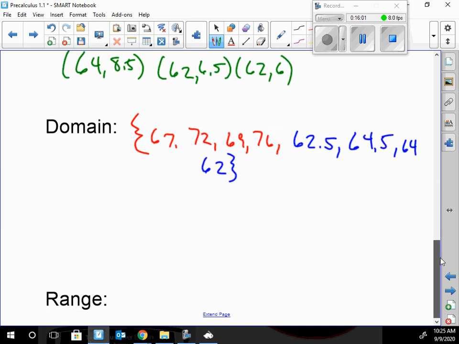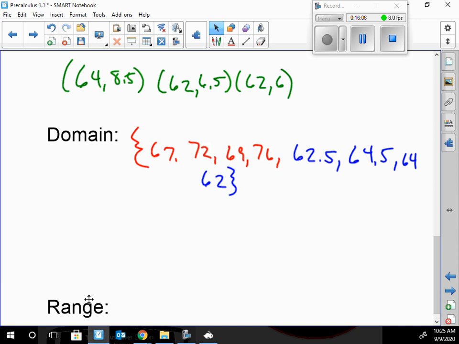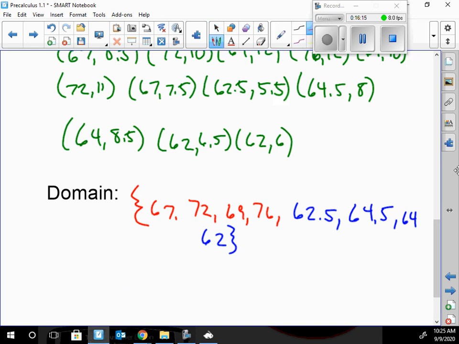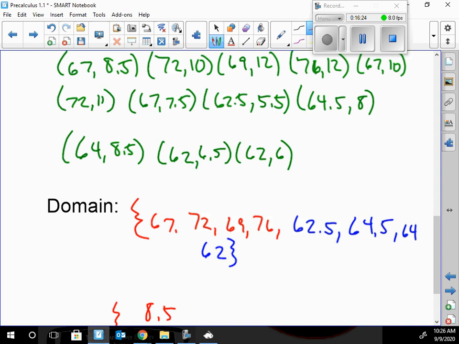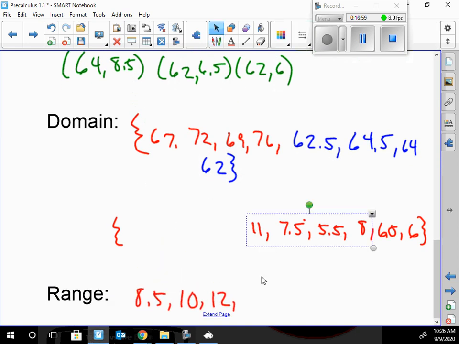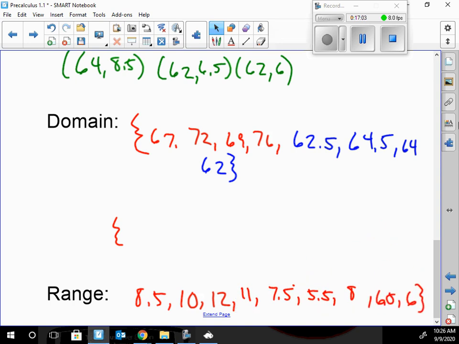My range is all of the y values. So range would be 8.5, 10, 12. 12 repeats, so I don't have to write it again. 10 repeats, I don't have to write it again. 11, 7.5, 5.5, 8, 8.5 is repeating, so I don't have to write it again. 6.5 and 6. And that's my range. That 6.5 is pretty ugly.